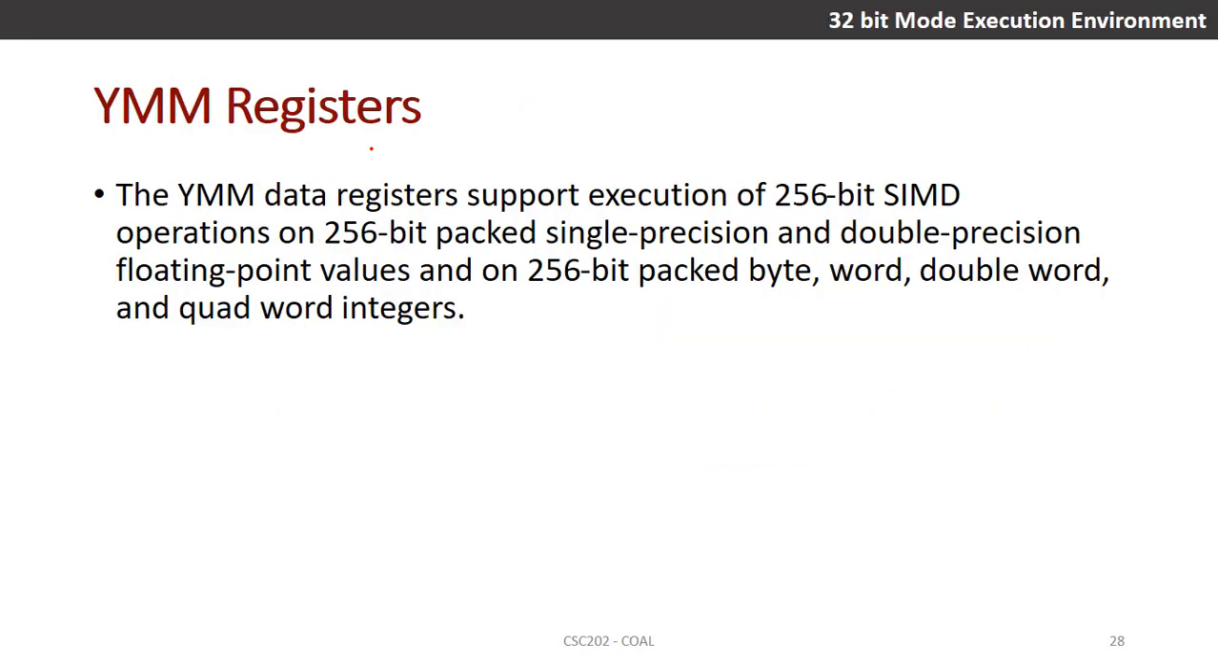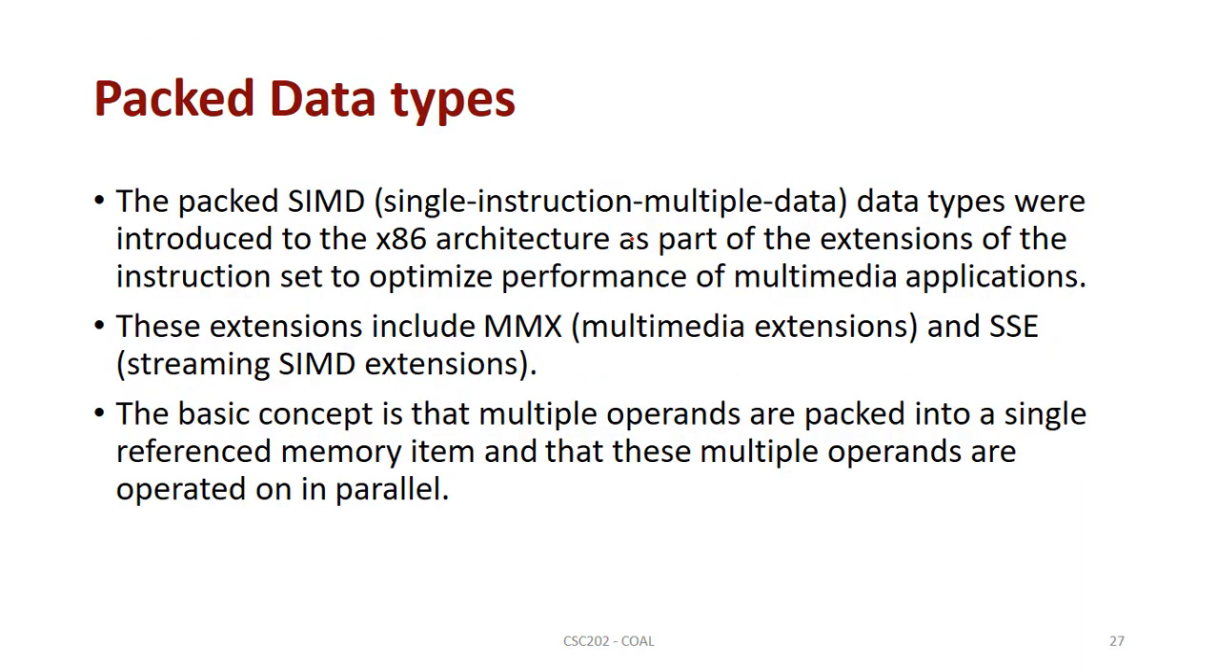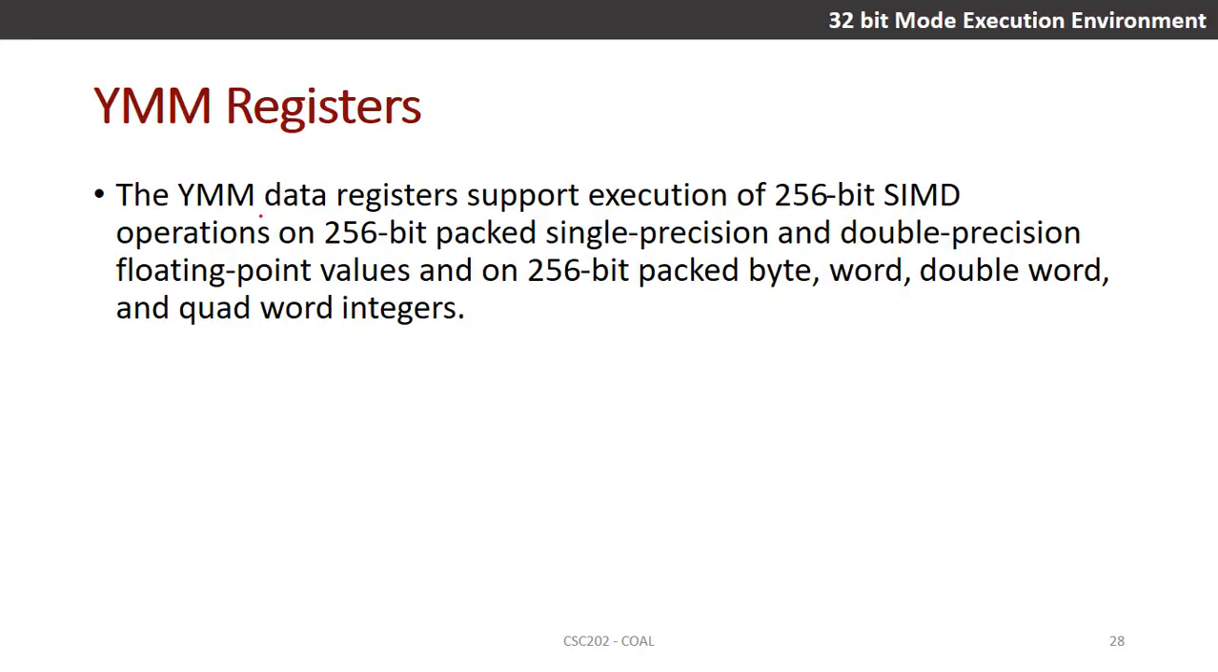Then we have the YMM registers. The difference between XMM registers and YMM registers is the size. XMM registers consist of a maximum of 128 bits of packed data, and YMM can support up to 256-bit packed data. I'm touching these things very briefly, from, let's say, 1000 miles above. There are a lot of other minutiae that I'm not going to cover here. I just want to give an overview, a basic difference, a basic explanation.